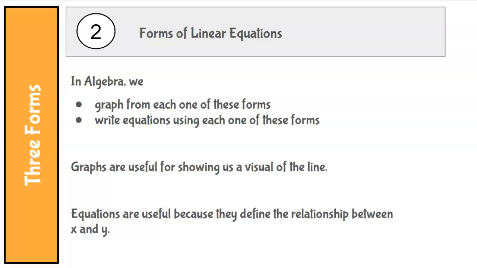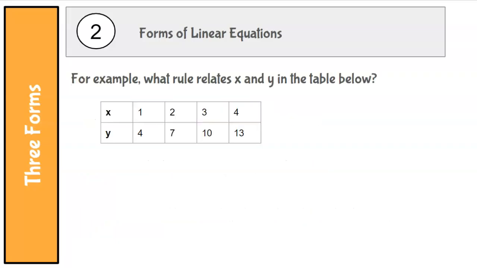In algebra, we graph from each one of these forms. We also use each one of these forms, if you want to think of it as a template, for writing equations. Graphs are useful for showing us a visual of a line, so that's why it's a good idea to be able to graph lines. And why do we need to be able to write equations? Equations are useful because they define the relationship between x and y. Is y twice what x is? Is y equal to half of x? They define a general relationship between x and y.